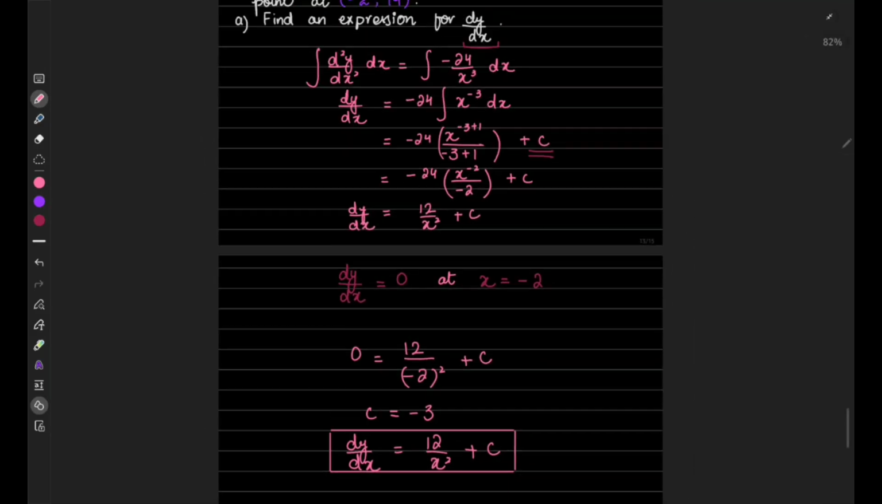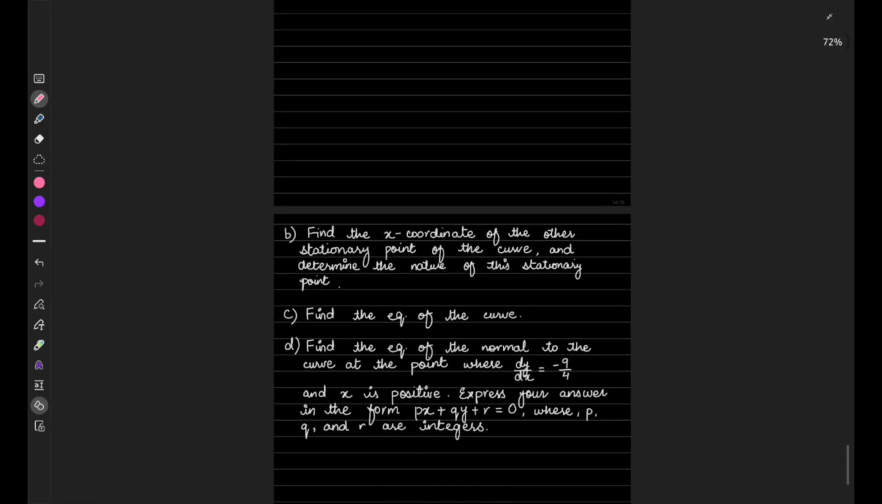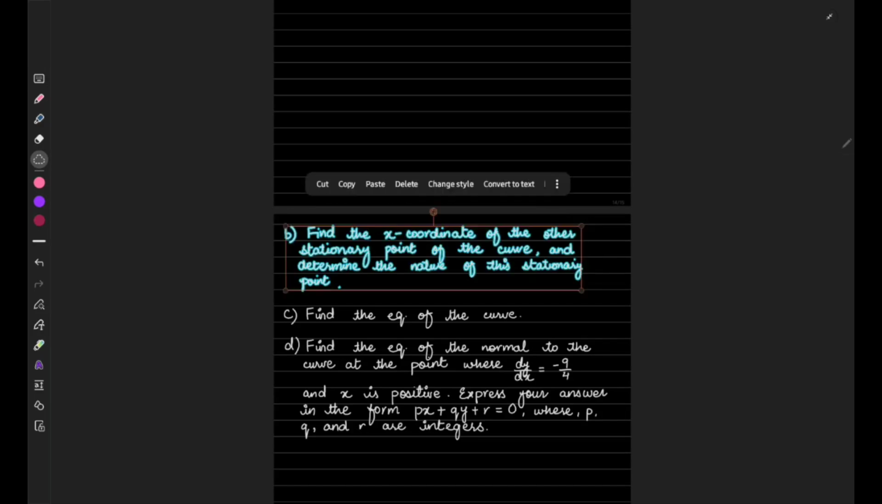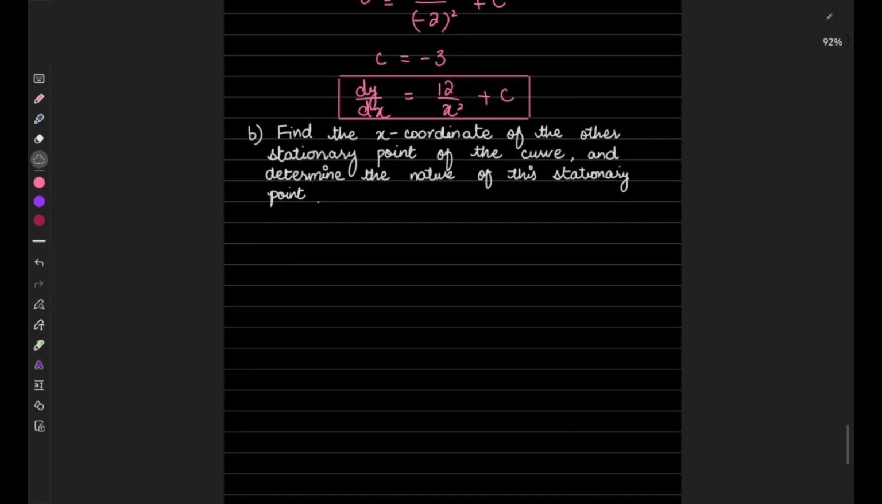Now, let's do part B of this question. Part B says, find the x coordinate of the other stationary point of the curve and determine the nature of the stationary point. So that means, again, a mistake, it is minus 3. Okay, the x coordinate of the other stationary point. So that means it's not a quadratic curve, rather it's a cubic curve or some other curve which has more than one stationary point. So they are referring to that stationary point and to determine its nature.